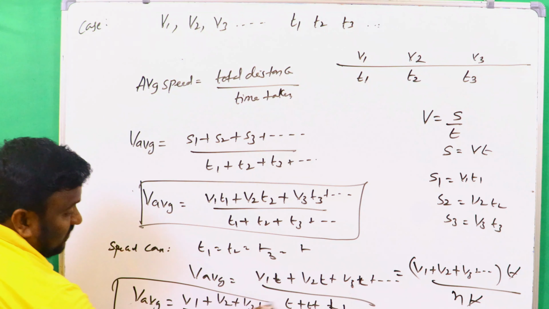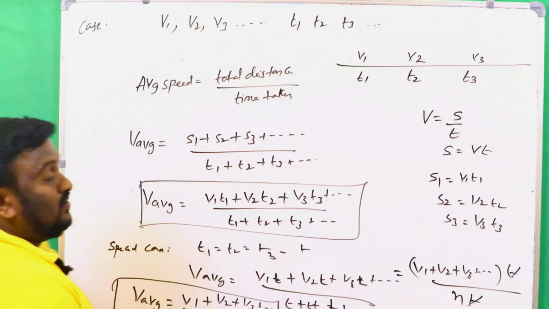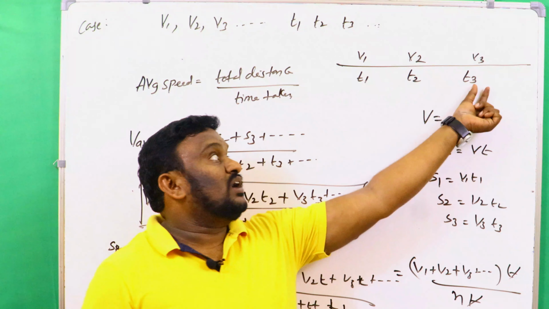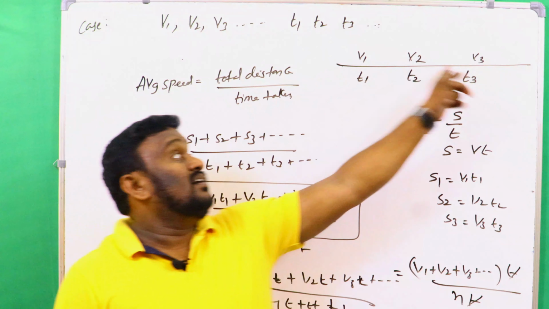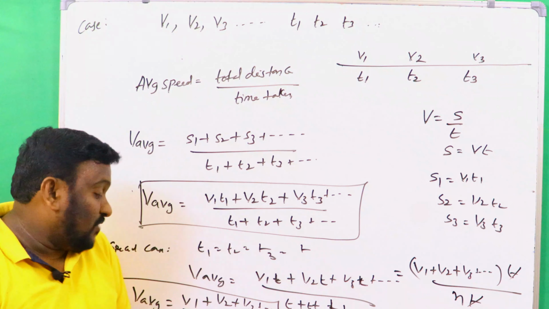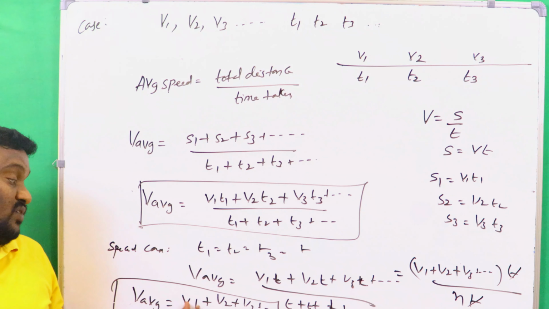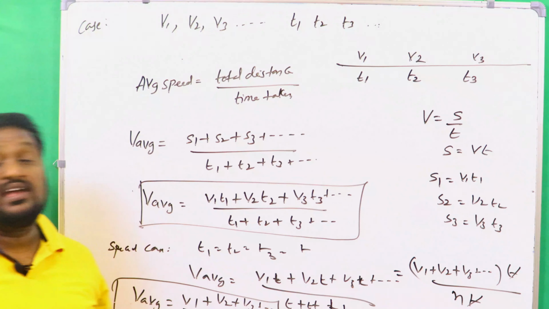So this is another formula. When there are equal time intervals but the velocities are different, then we can use the formula V average is equal to V1 plus V2 plus V3 and so on by N.